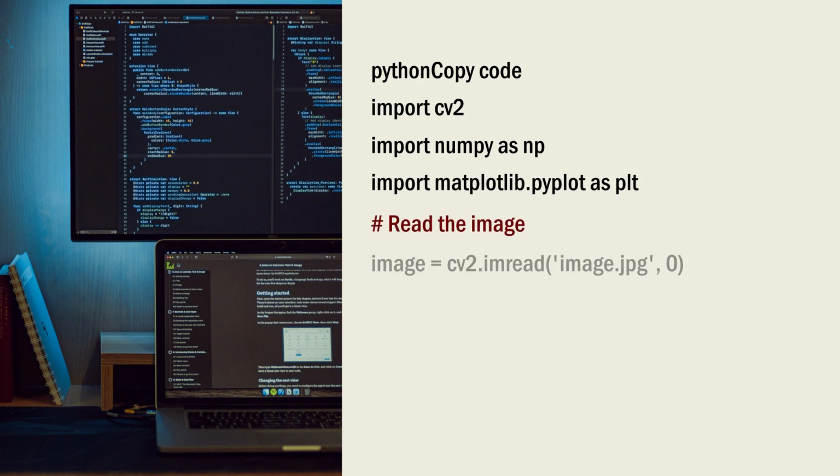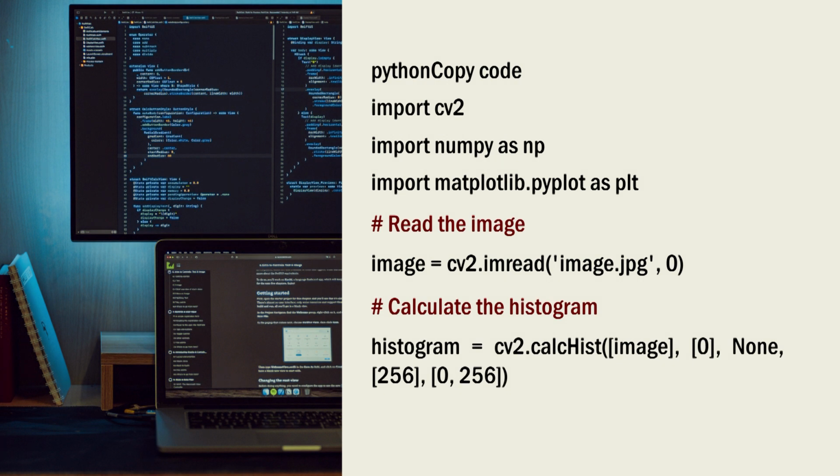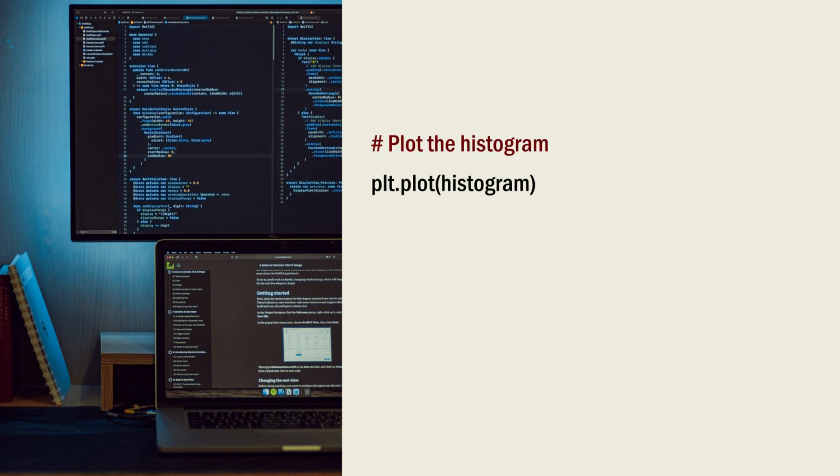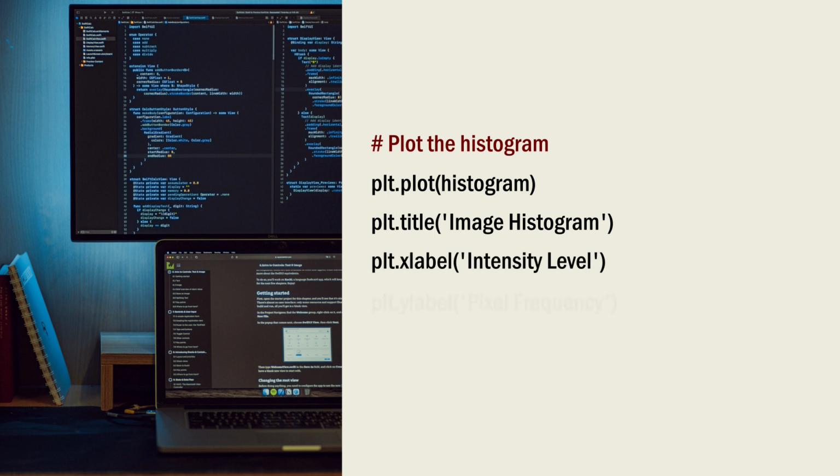For this, the first step is to read the image, then calculate the histogram with values. Here we are calculating the histogram of the image with the range specified as 0 to 255. After that, plot the histogram. Plotting the histogram is very important. For that we use this plot function, which gives us the x label and y label. The x label defines the intensity level, as we already discussed, and the y label defines the pixel frequency.